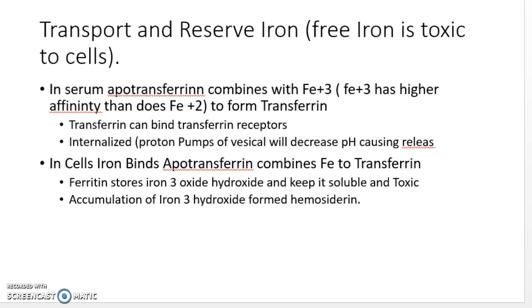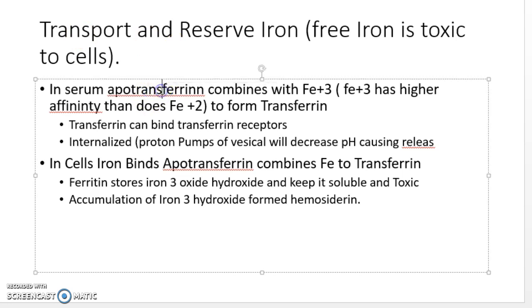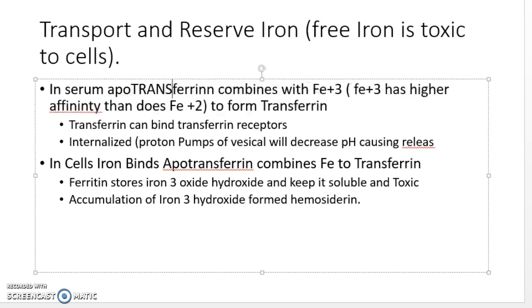Another way of transport is going to be through apoferritin. So now there's no trans. The first method was using transferrin, so let me just make that clear: apotransferrin goes on to form transferrin. So that's one of the methods.